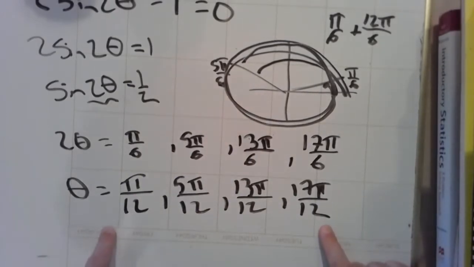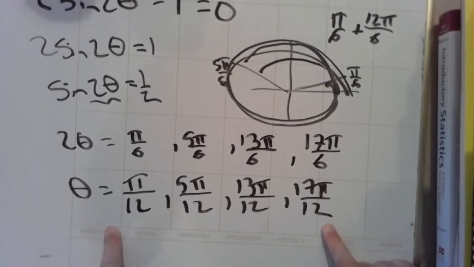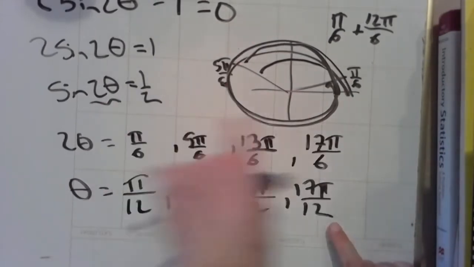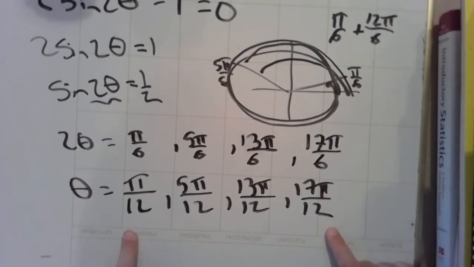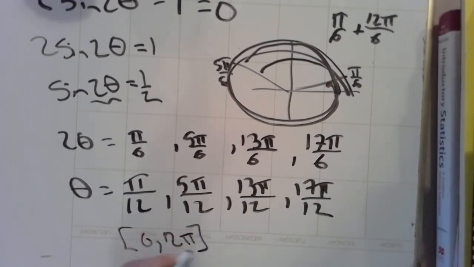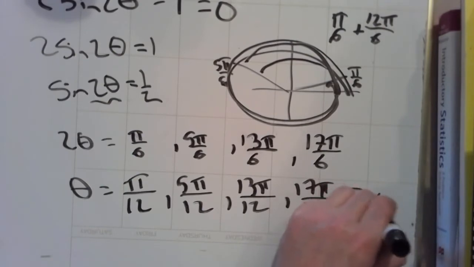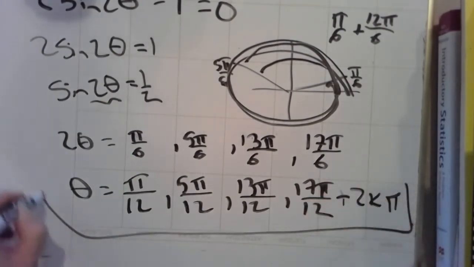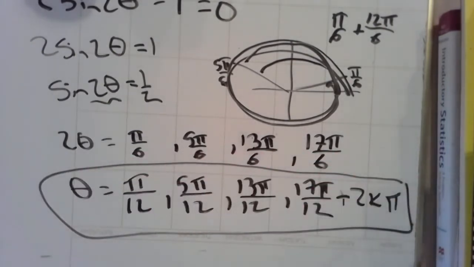Every one of these answers lives between 0 and 2 pi because we went around twice, but then we cut them in half. So these are all the solutions. If the question said, don't tell me all the infinite number of solutions, give all the solutions that live in this domain, 0 to 2 pi, there you go, there they are. If I want all the solutions, then I have to play the same game I've always played and say plus 2k pi. They're all infinite number of solutions.